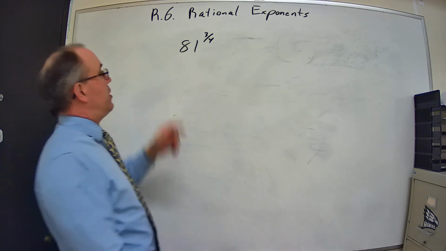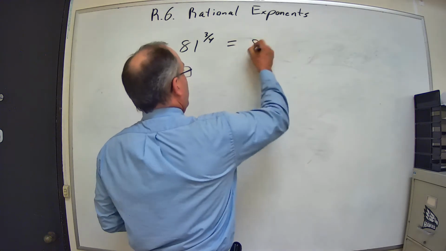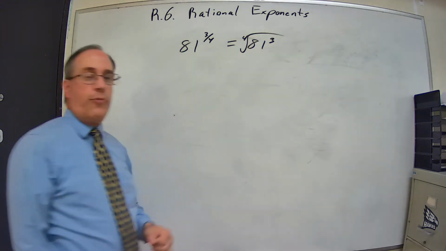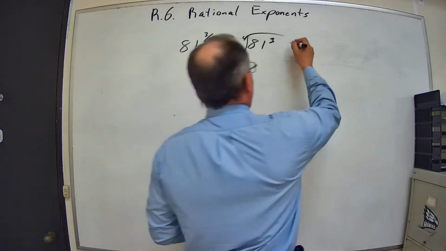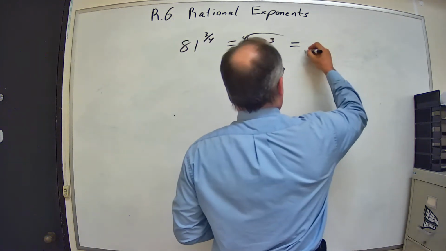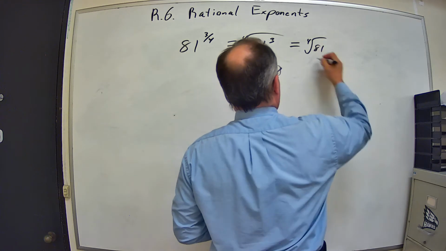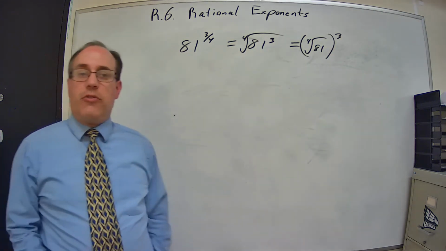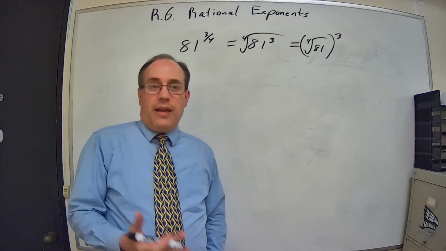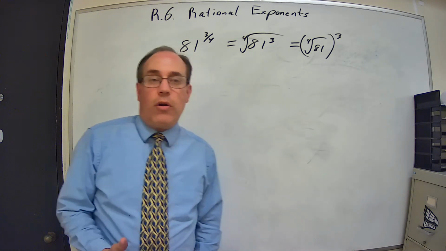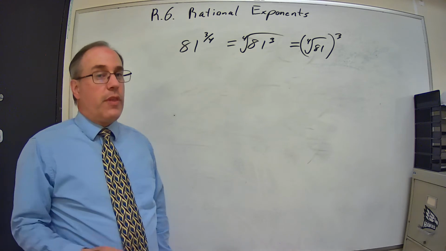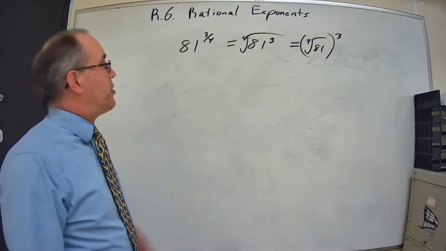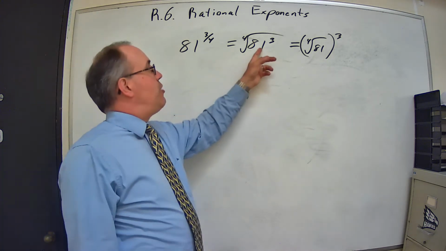So this is really saying 81 cubed, the 4th root of that, or the 4th root of 81 cubed. And we can use either way, it just depends on how we feel more comfortable, or which one will make life easier. Now in this particular case, I look at this and I go, 81 cubed.